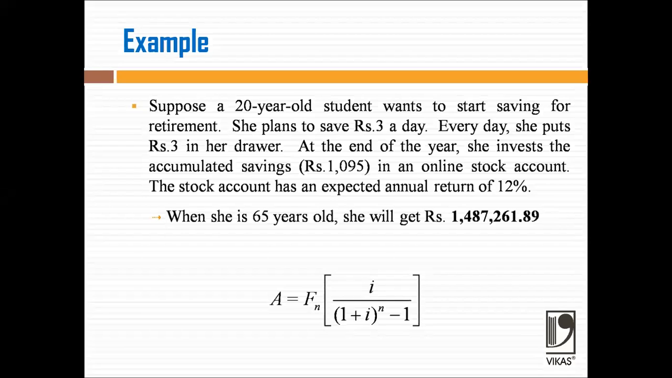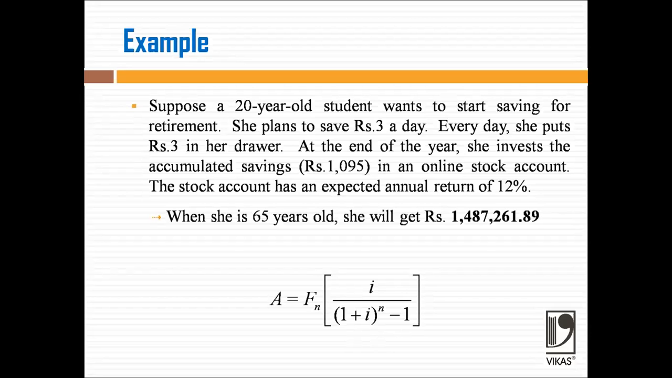Suppose a 20-year-old student wants to start saving for retirement. She plans to save rupees 3 a day. Every day she puts rupees 3 in her drawer. At the end of the year, she invests the accumulated savings of 1095 in an online stock account. The stock account has an expected annual rate of 12%. When she is 65 years old, she will get 1,487,261.89 rupees. Have you understood the question?